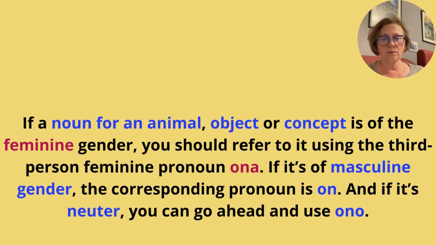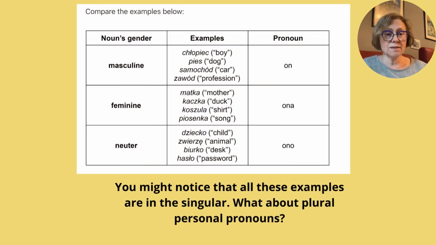If a noun for an animal, object, or concept is of the feminine gender, you should refer to it using the third person feminine pronoun ona. If it's of masculine gender, the corresponding pronoun is on. And if it's neuter, you can go ahead and use ono. Please compare the examples below.